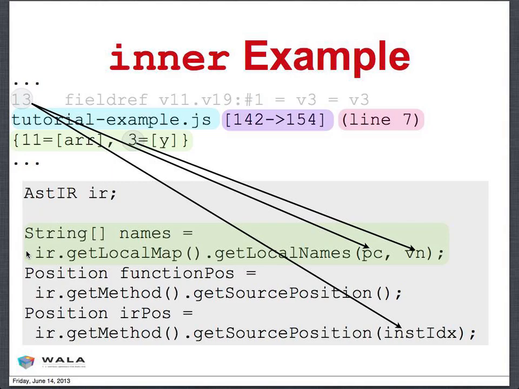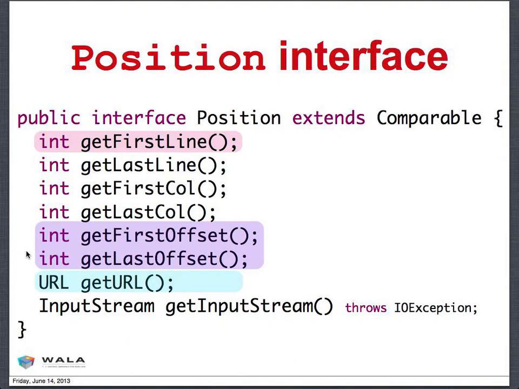Now, to get positions, there are two things you can do. A method itself has a source position, and you can also ask for the source position of a particular instruction index, which again is this offset in the instruction array. Both of these return a position object. The position object has an API like this. You can ask for the first line, the last line, the first column, the last column, the first offset, the last offset, and the URL, which is effectively the file name. But in JavaScript, a lot of things aren't from a local file. They're just an arbitrary URL. So that's what you get here. In Java, in many cases, this would simply be a file path, but it could be an arbitrary URL as well.